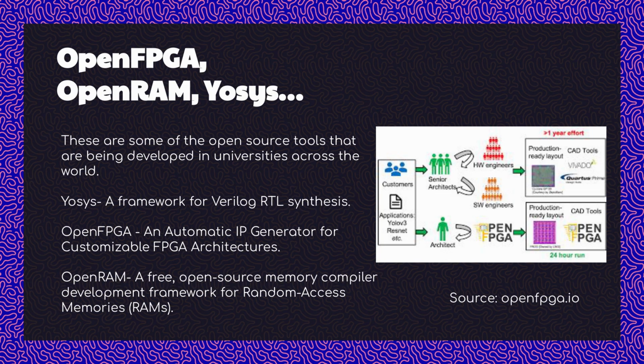So some of the open source tools that I worked with are OpenFPGA, OpenRAM, YOSYS, etc. These are tools that are being developed in universities across the world. YOSYS is a framework for Verilog RTL synthesis, and OpenFPGA is an automatic IP generator for customizable FPGA architecture. So from the description of an FPGA, we can get all the verification as well as the post production ready layout as the output of the OpenFPGA tool. And there is OpenRAM, which is a free open source memory compiler for random access memories.